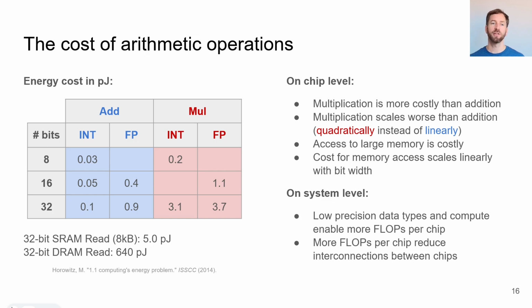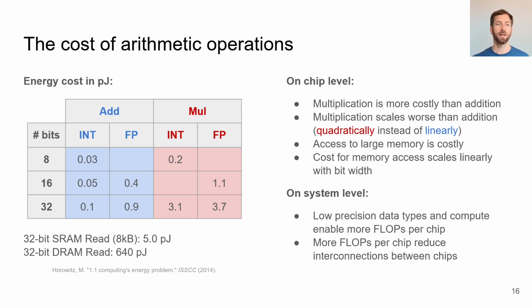But what does this mean on system level? On system level, the lower the precision, the more operations we can fit onto a single chip. And the more operations we can fit onto a single chip, the fewer chips we have to interconnect. And this is pretty good news because usually the interconnect between chips is the bottleneck in deployments.